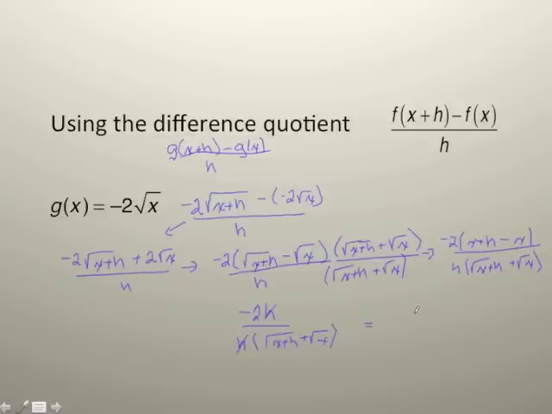And my difference quotient will be negative 2 over the square root of x plus h plus the square root of x. That will be my solution.